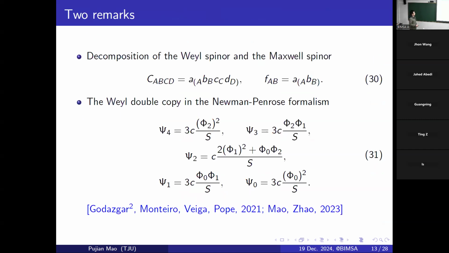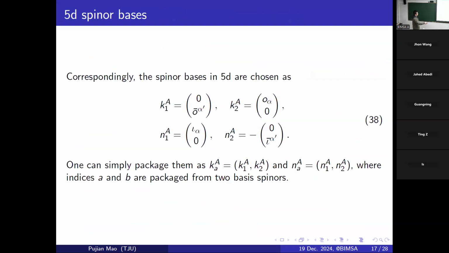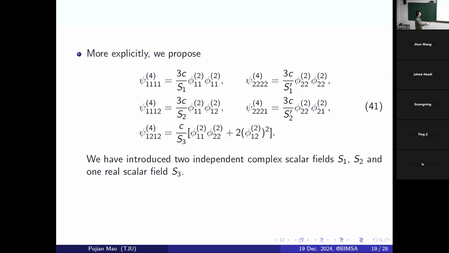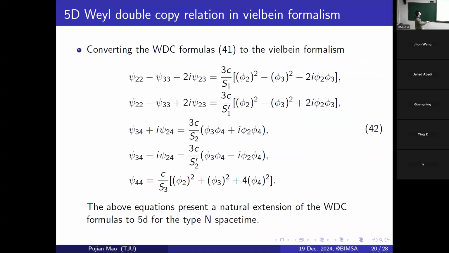So I think I can skip all the spinor stuff, just to let you know that if you believe there's a Weyl double copy relation in 5D, then in the field-line formalism, for the type N case, it must be those relations. Next step, we will use the Bianchi identity of those Weyl scalars, also simplified from the Maxwell equations, to recover the equations for all the i's. Of course, even for the simplest type N case, we find it's very hard to isolate the equations for all the i's.